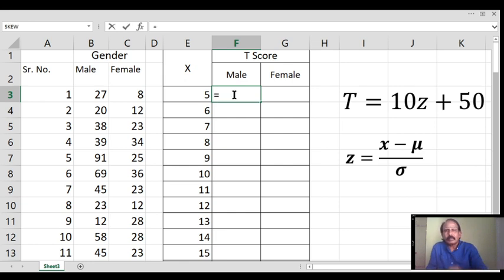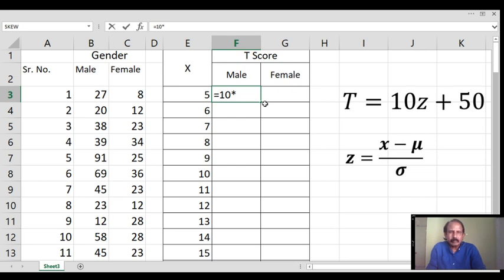For that we start with equal sign, then we write 10, and according to the formula shown on the screen, T equals to 10Z means 10 is to be multiplied by Z. So after 10 for multiplication we put here asterisk sign. Then for Z we have to put that expression that is written below the first formula. In the second formula it is written Z equals to X minus mu upon sigma, and our X is here 5, and the address of 5 is E3, that we have to remember.